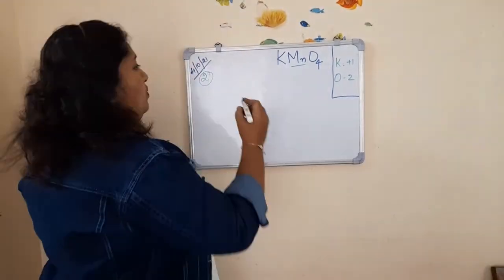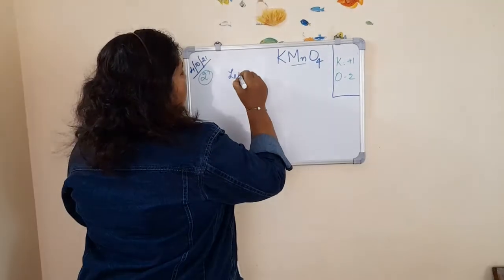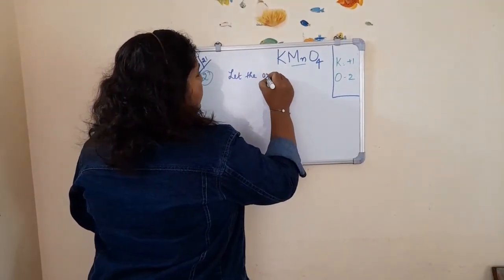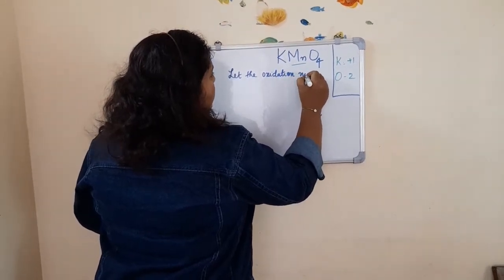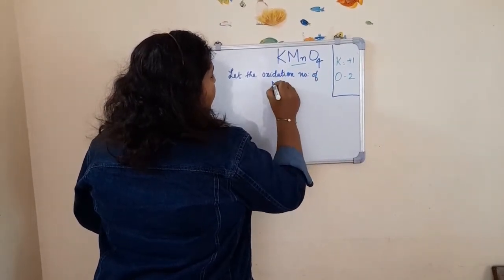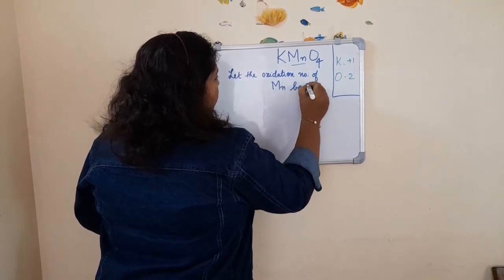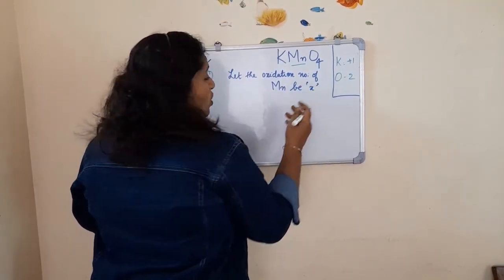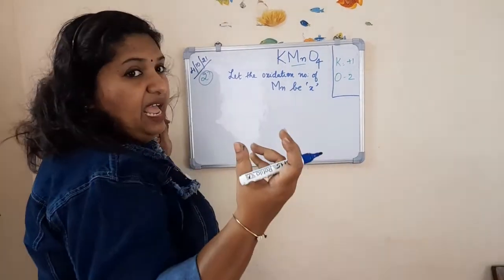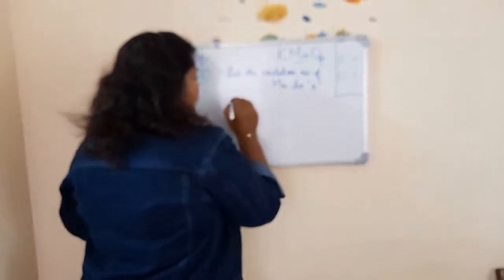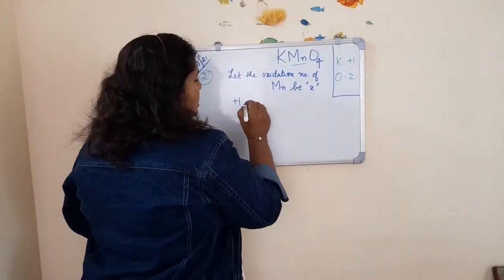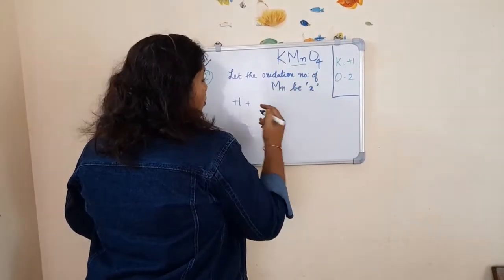Okay. Now, first step, let the oxidation number of manganese be X. And that's what we have to find out. Okay. Now potassium. What is the oxidation number? Plus 1. Since it is only one potassium atom, no confusion. Plus 1. Plus manganese, don't know, X.